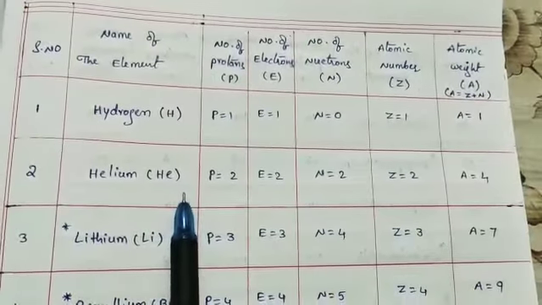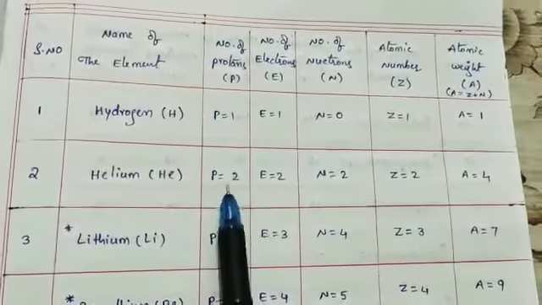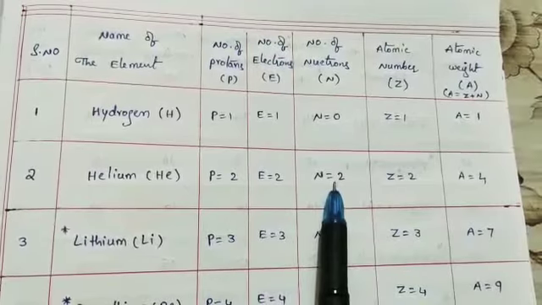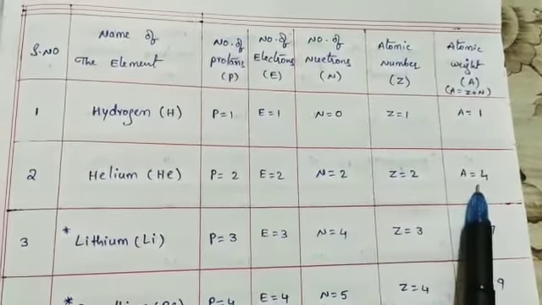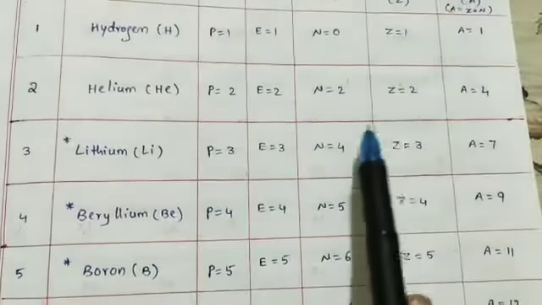Now for the helium atom, if we consider it, it is an even element. Proton, electron, neutrons are the same: 2, 2, 2. The atomic number is 2, so the atomic weight is 2 plus 2, which means 4.